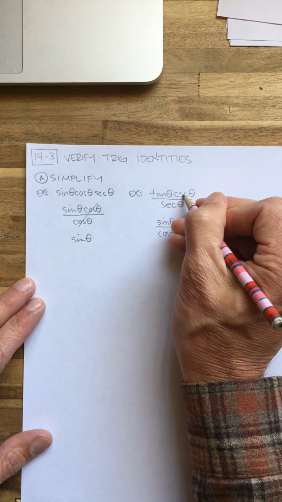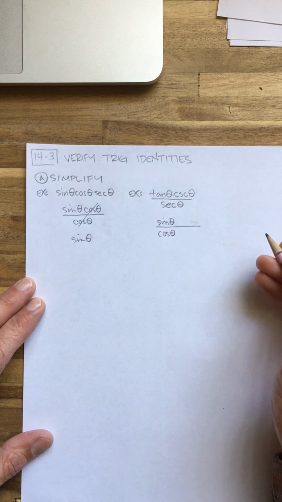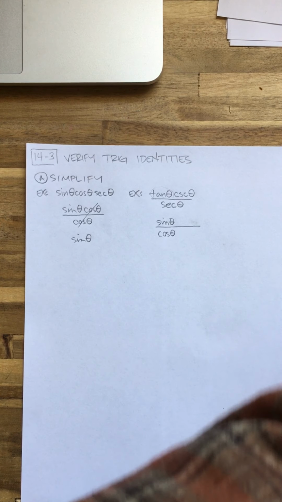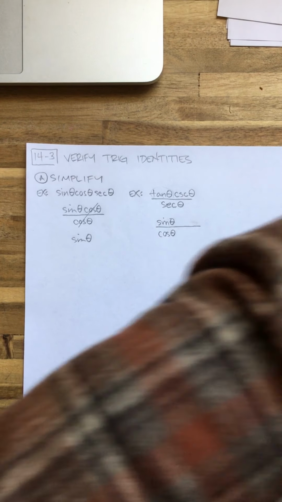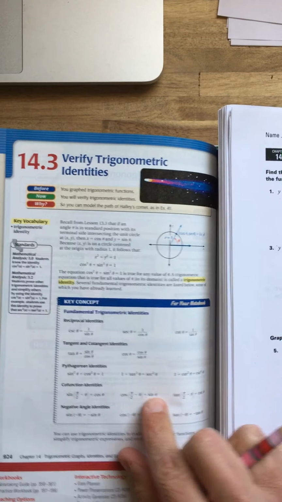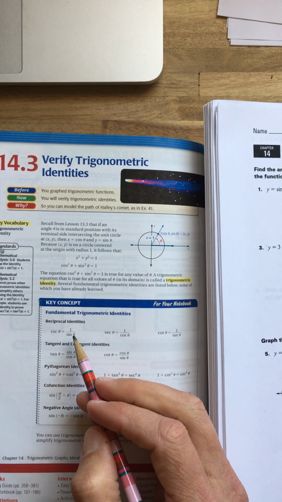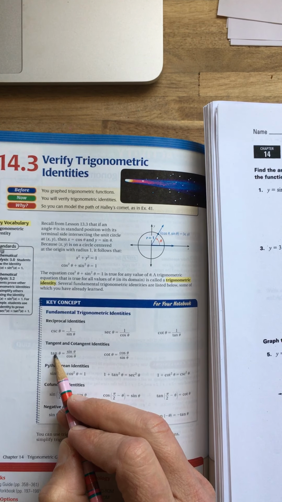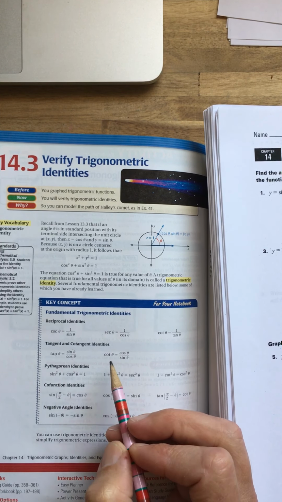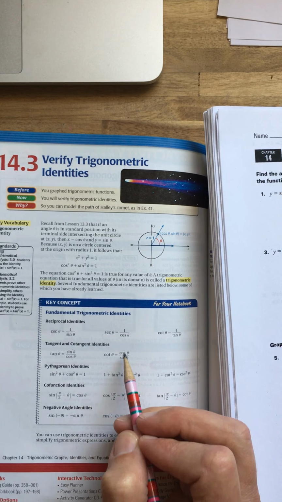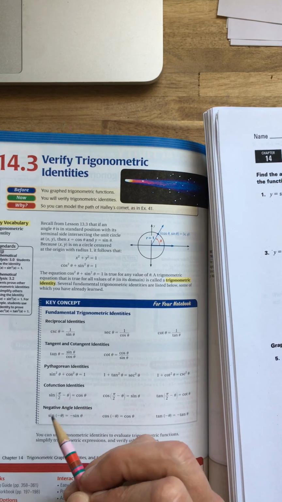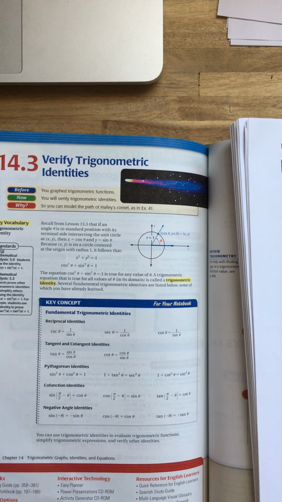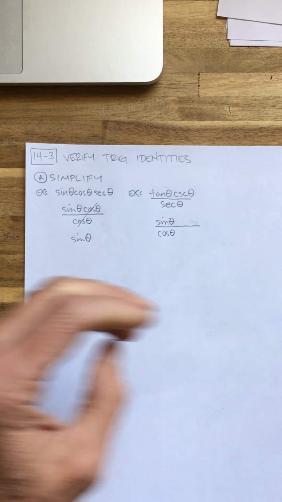Then the cosecant, that's the reciprocal of the sine. The cosecant is the same thing as the sine in the denominator. It's the reciprocal. By the way, the tangent is the sine over the cosine, and incidentally, the cotangent is cosine over sine, because they are reciprocals of each other. Those are really, really important things to know, or to refer to at least.